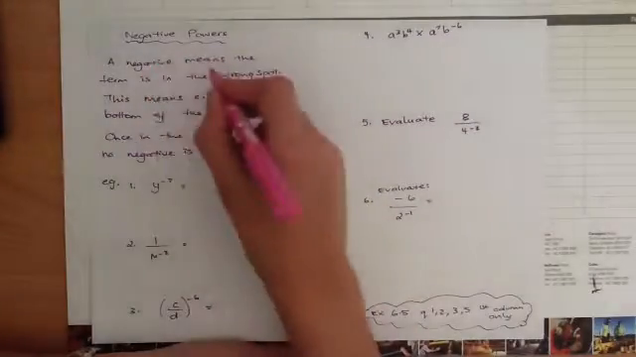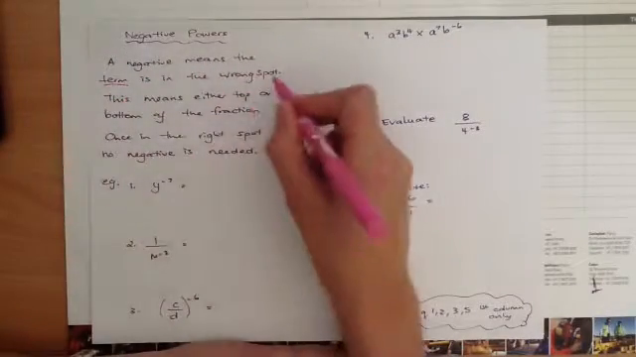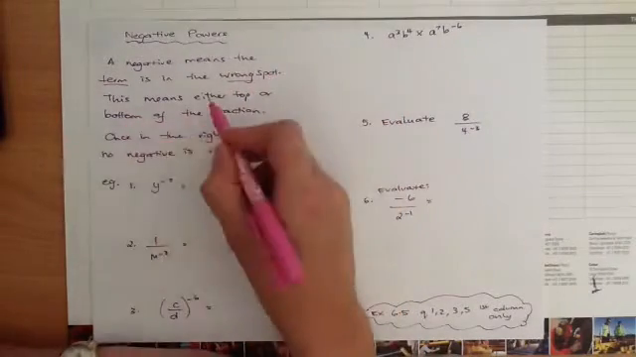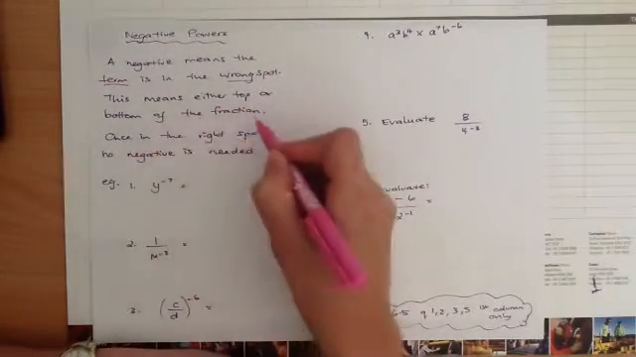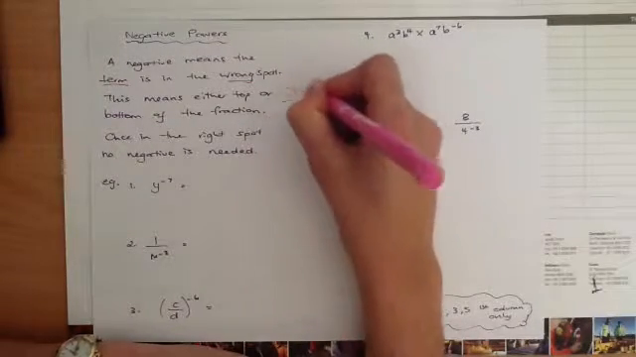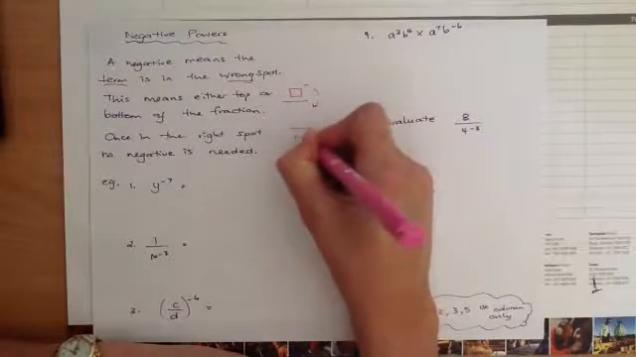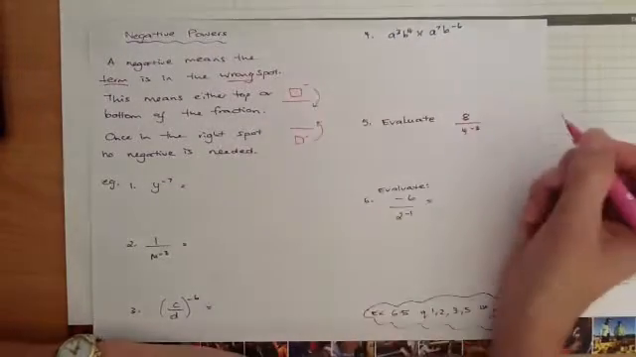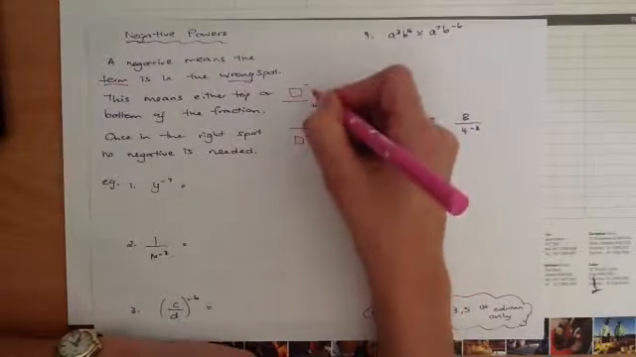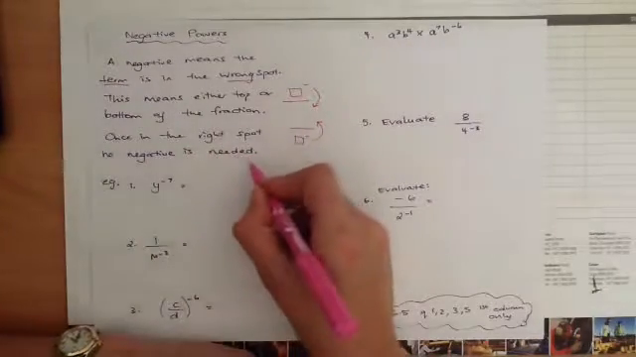So basically, if you have a negative power, it means that the term itself is in the wrong spot. So when I say wrong spot, what do I mean? This means either the top or the bottom of the fraction. So if I have a fraction, if it's up the top and it has a negative, it should be down the bottom. If it's down the bottom and it has a negative, then it should be up the top. So all the negative means is that it's in the wrong position. Once I put it in the right spot, the negative is no longer needed.